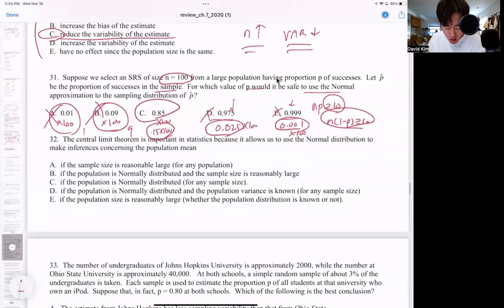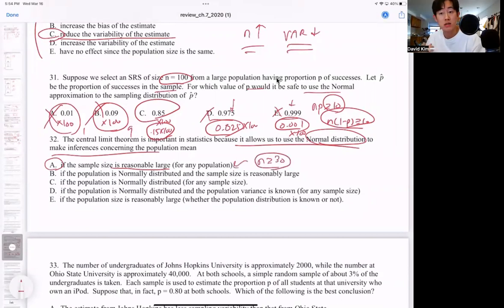The central limit theorem is important in statistics because it allows us to use the normal distribution to make inferences concerning the population mean if the sample size is reasonably large. This is actually the correct answer that you want to go for because the magic number is 30. As long as the sample size is big enough, what the central limit theorem states is that we can use the normal approximation. If the population is normally distributed, well, we don't really care about that. We always care about the sample size being large enough so that it gives us enough confidence to say that we can use normal approximations because the sample size is reasonably large.